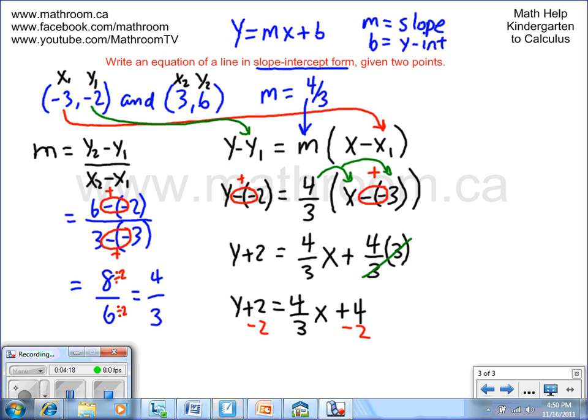And the final equation of the line is, 2 minus 2 is 0, so that's gone. So the final answer is y equals 4/3 x, and 4 minus 2 is 2, plus 2. And this is the equation of the line that passes through the points (-3, -2) and (3, 6).